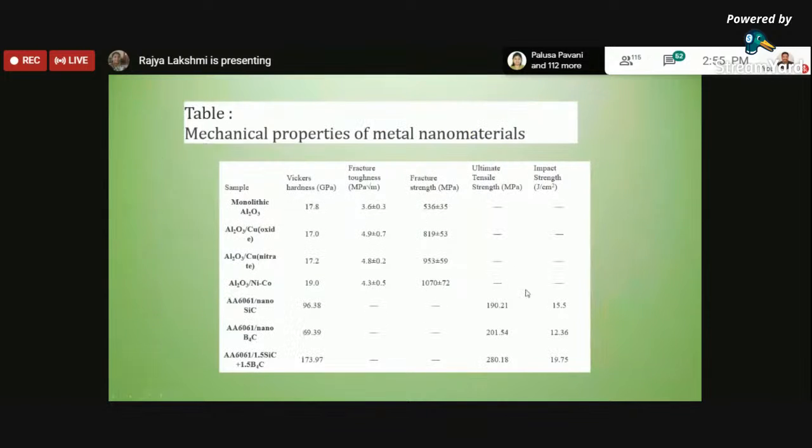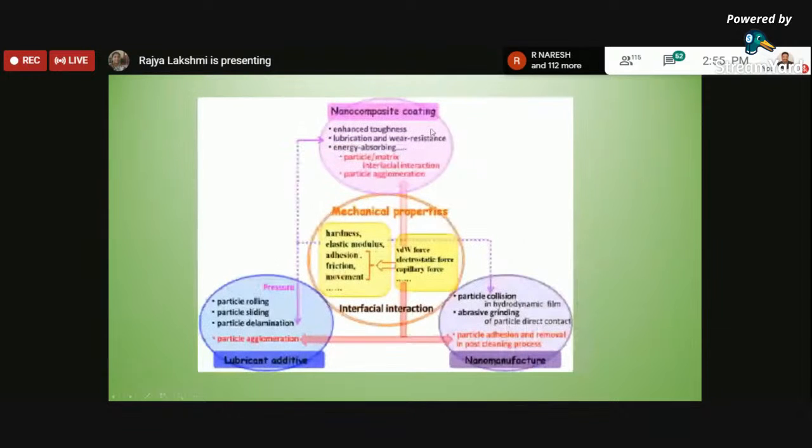And you can see these are some examples, with addition of various nanoparticles, of how mechanical properties generally improve. You can see how hardness, fracture toughness, fracture strength, ultimate tensile strength, and impact strength improve with addition of various nanoparticles. All this data is from earlier research that I have taken. Based on this, you can see almost all the properties are impacted by nanotechnology or nanoparticles.